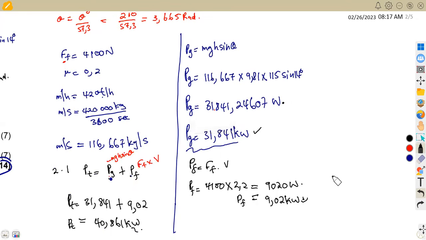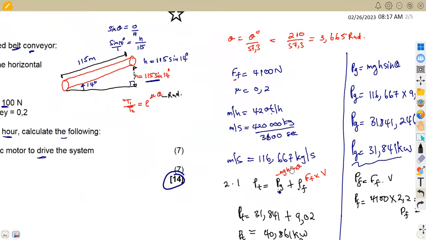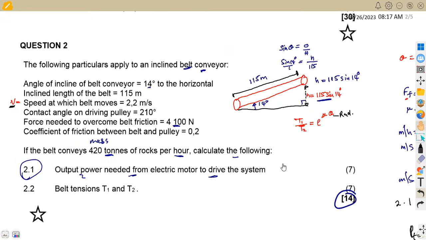As you can see, these typical questions, if you've got questions like this, it's an application of formulas. You need to know how to apply your formulas. Your formulas, you have them, then how to apply. That is the concept. So that's what we had on question 2.1 of the question on this conveyor belt.